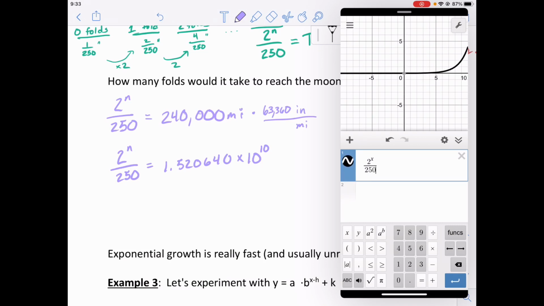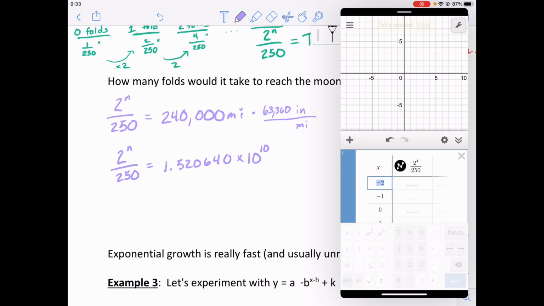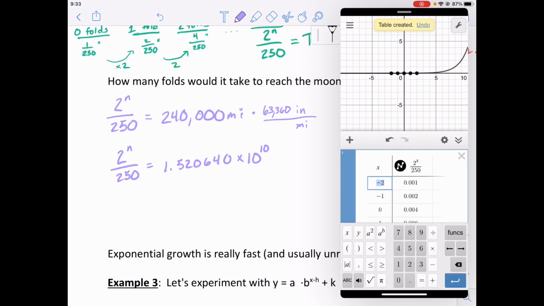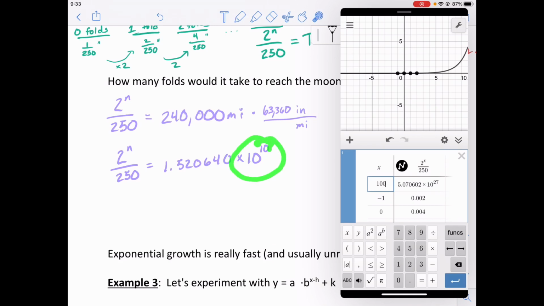And so we want to know, when does this get there? So we're going to use our table. Well, we knew it took 24 to go a mile, right? And so if we look at it this way, we see, yeah, that's just about a mile. And so how many do we think it's going to take to go 240,000 miles, or 240 times that distance? Well, maybe we think it's a really big number. Let's try like 100 again. Well, if we look at 100, we are to the 27th. That is way too far.